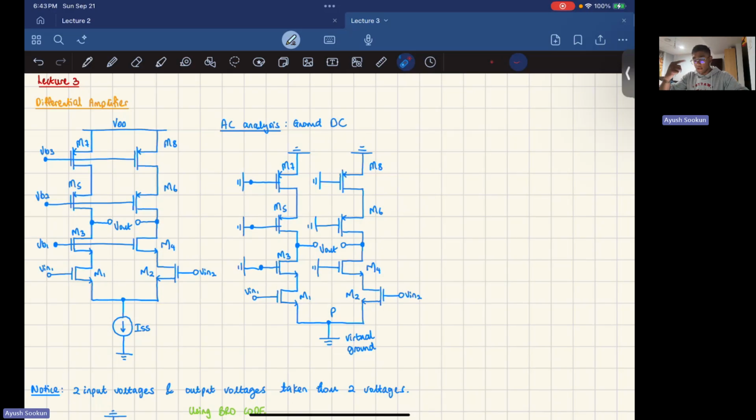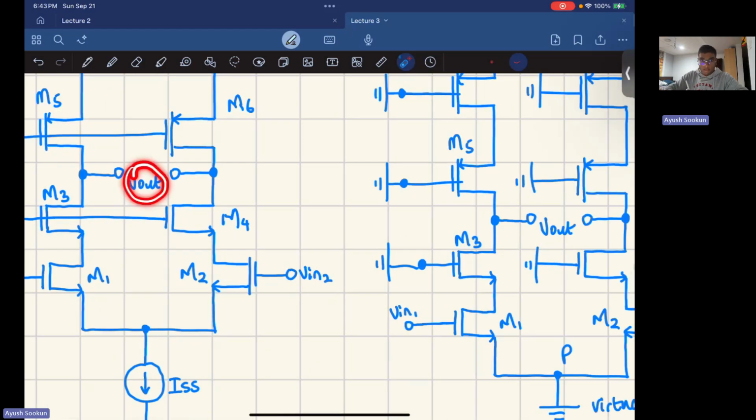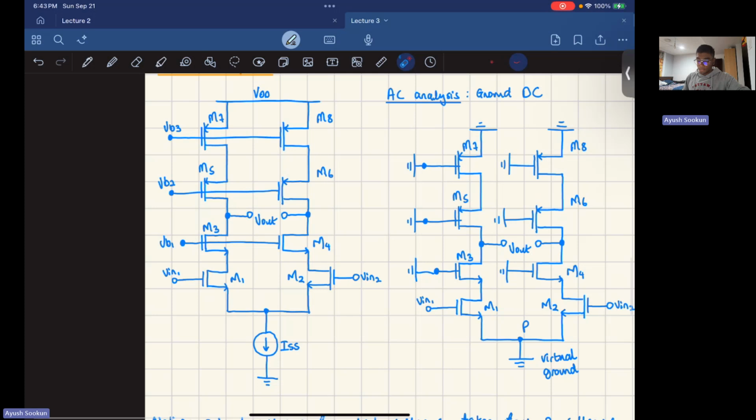So first key point, you have to realize that we have two inputs to your circuit. We have one input here, and we have the other input here. And you will also realize that V out is right here. V out is not just a point voltage. V out is a differential voltage. It's between this point and this point. So this would be V out 1, and this would be V out 2. So it's the voltage difference between these two points.